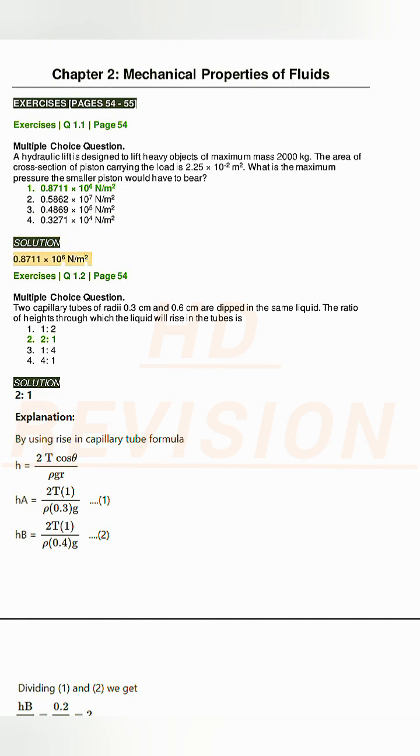Solution. 0.8711 times 10^6 N/m². Exercises Q1.2, page 54. Multiple choice question. Two capillary tubes of radii 0.3 cm and 0.6 cm are dipped in the same liquid. The ratio of heights through which the liquid will rise in the tubes is 1. 1:2, 2. 2:1, 3. 1:4, 4. 4:1.